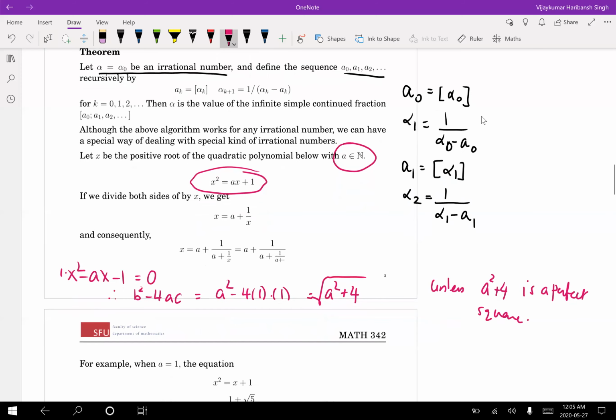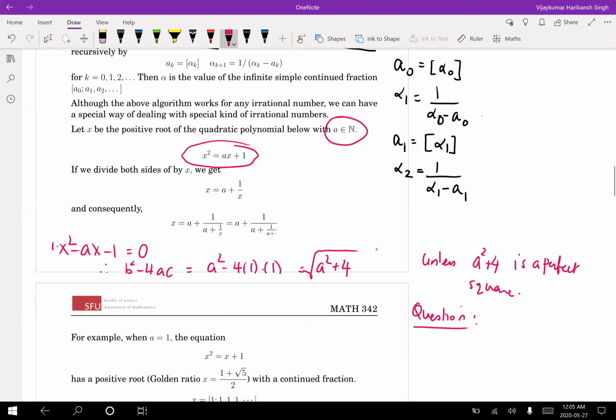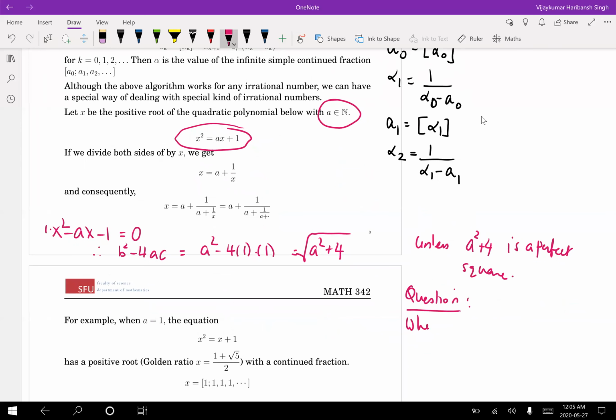So it's a good question to investigate. You should investigate when a squared plus 4 is a perfect square.